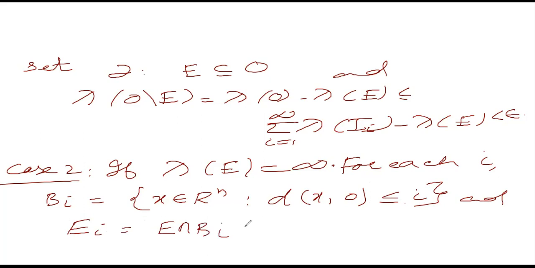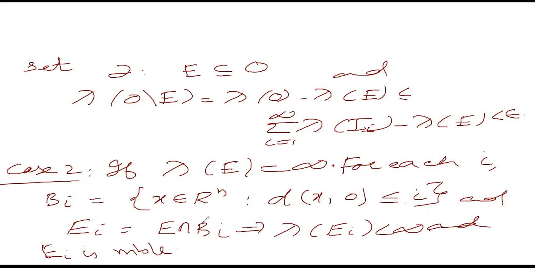Then this implies the Lebesgue measure of A_i is finite, and A_i is measurable. So for each A_i, I can find an open set O_i such that the Lebesgue measure of O_i minus A_i is less than epsilon. I have to choose epsilon now to conclude the proof of this part.